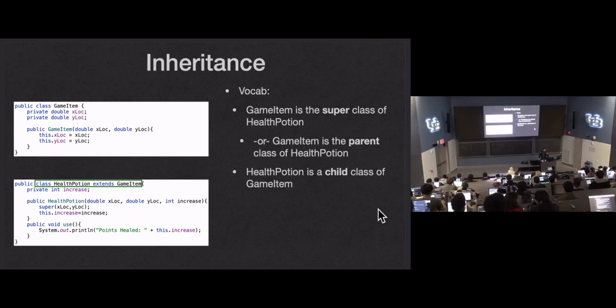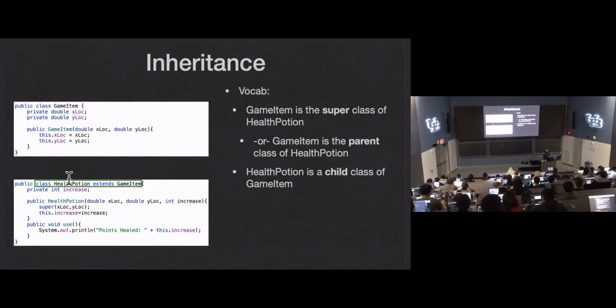So the question: can GameItem access instance variables of HealthPotion? No. So GameItem isn't aware that the code itself isn't aware that HealthPotion is extending it. It only knows about its own stuff. So this is a one-way relationship. HealthPotion knows all about GameItem. The GameItem knows absolutely nothing about HealthPotion.